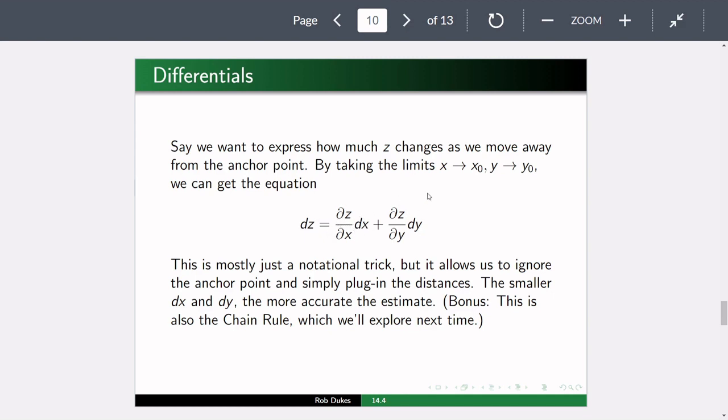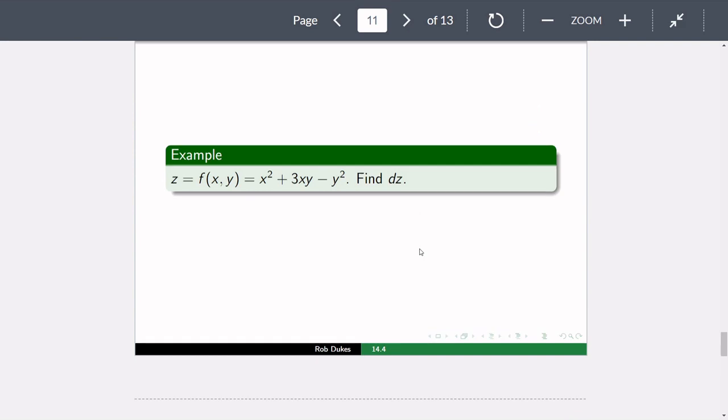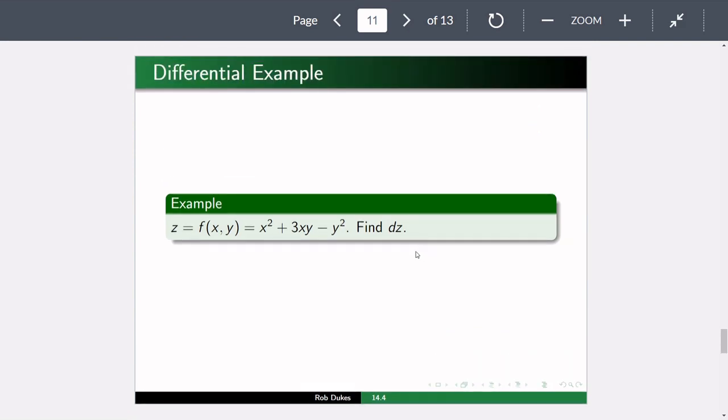So this is how you have to do it. You have the independent variables x and y, so you take the derivatives and you multiply them by little dx and dy. And what it means is that if you plug in a change, a small error, a small variance to x and y, you can get the amount of variance in z. So, like I said, a lot of this is just a notation trick. So let's do this example. I think it's fairly straightforward. Find dz.